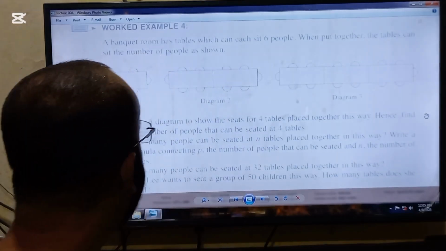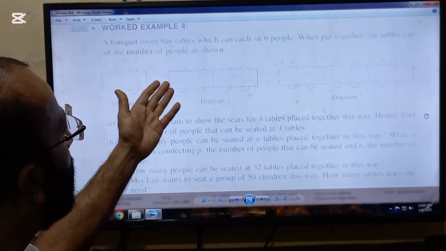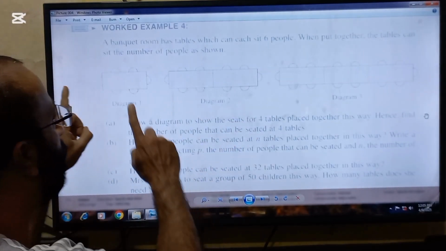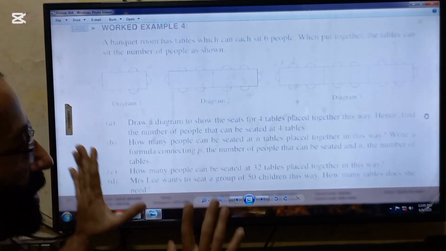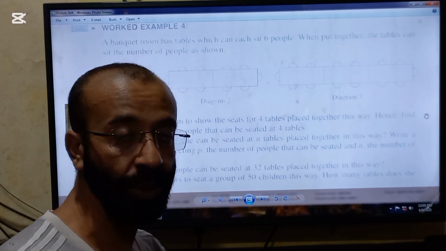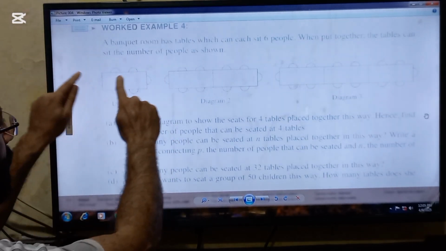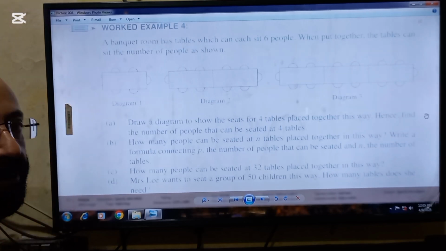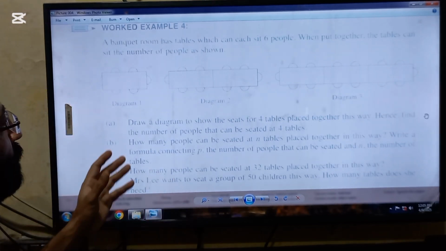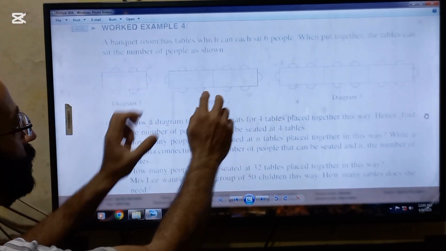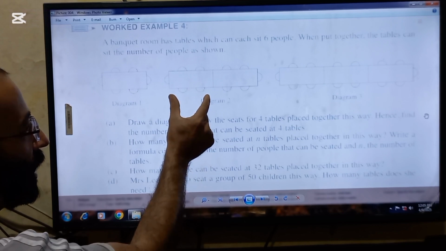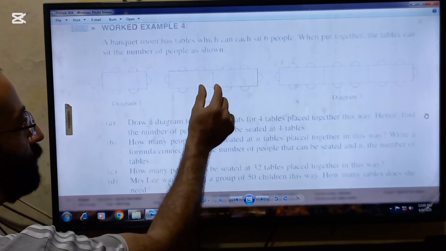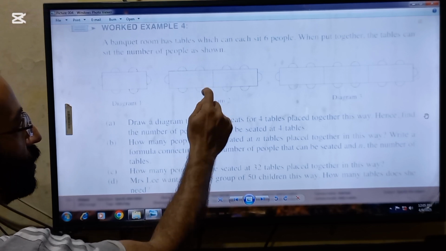Next question is, a banquet room has tables which can each seat 6 people. So at one table 6 people can sit, but the thing to be noted is, on the longer side 2 people can sit, and on the shorter side only 1 person can sit. So when two tables are joined together, look, on the longer side 2 people can sit, and on the shorter side 1 person can sit, but this side is joined together, so there is no space.